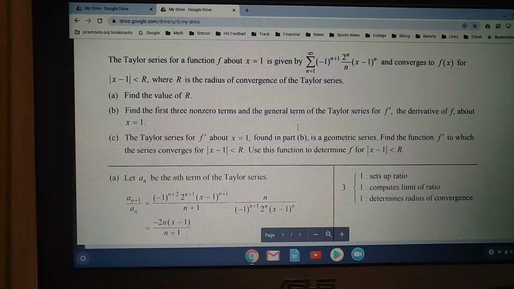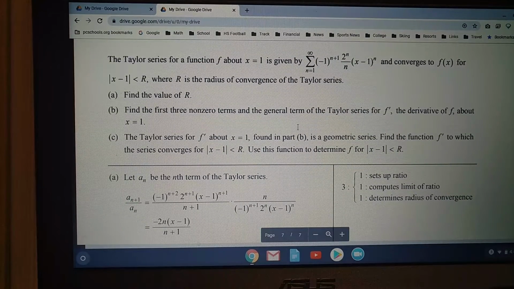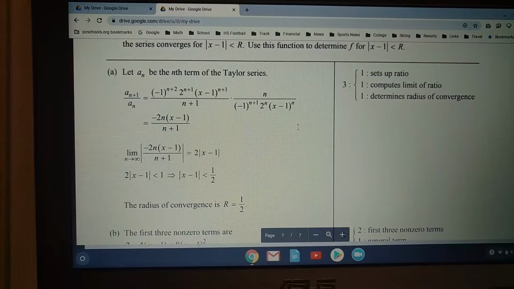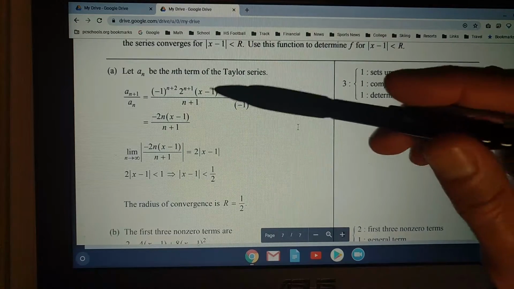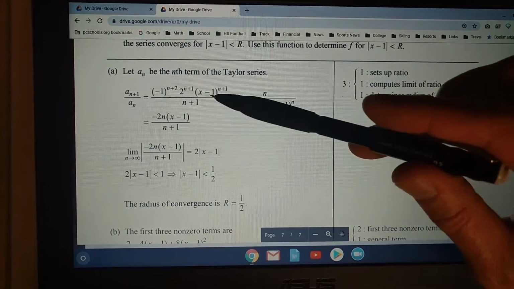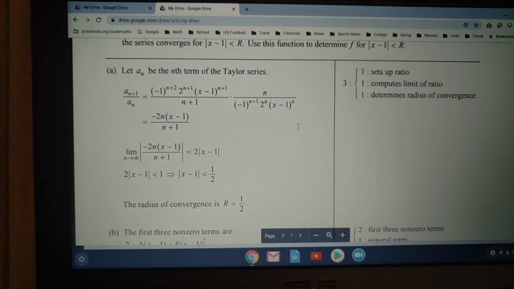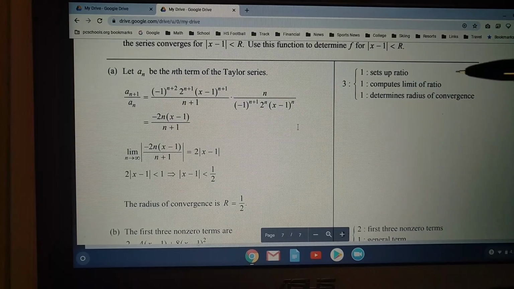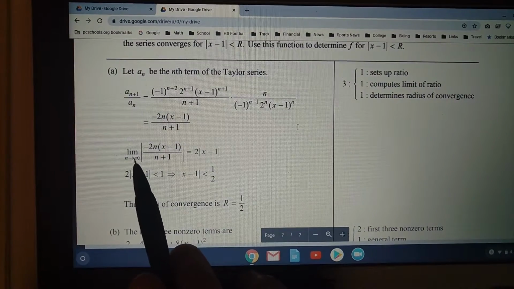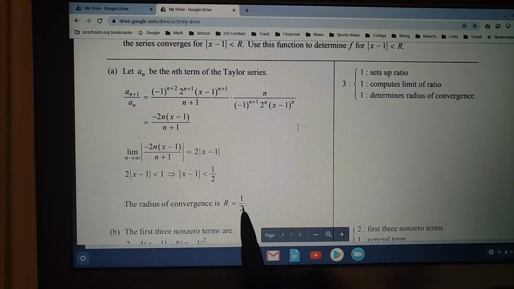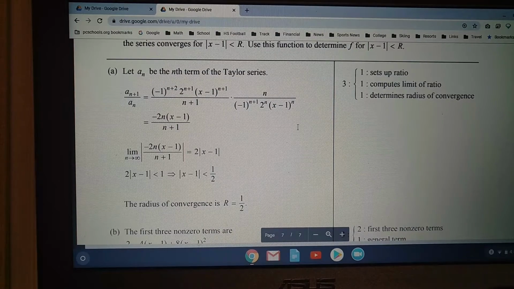It is our series question. So let's go ahead, let's take a look at what we've got here, how to score this one. So first, if you set up the ratio, here is our ratio. Now remember, you can write it as the numerator times the reciprocal of the denominator, or you can write it actually as a fraction. But if you set up that ratio, then you get 1 point, even if you don't find the limit. If you compute the limit of the ratio, even if you compute it wrong, you get a second point if you actually compute a limit. Now, if you compute the limit correctly and get the correct radius, you get the third point.